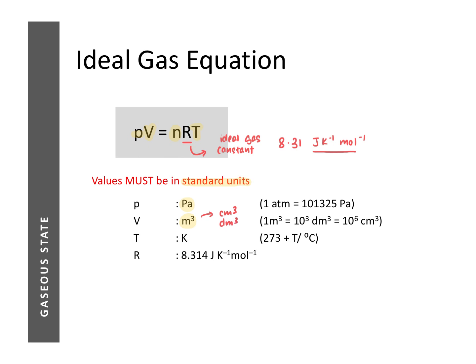Temperature must be in kelvins. Very often in questions you'll be given temperature in degrees Celsius as well. Only when we substitute P, V, and T in terms of the standard units can we use the ideal gas constant of 8.31.